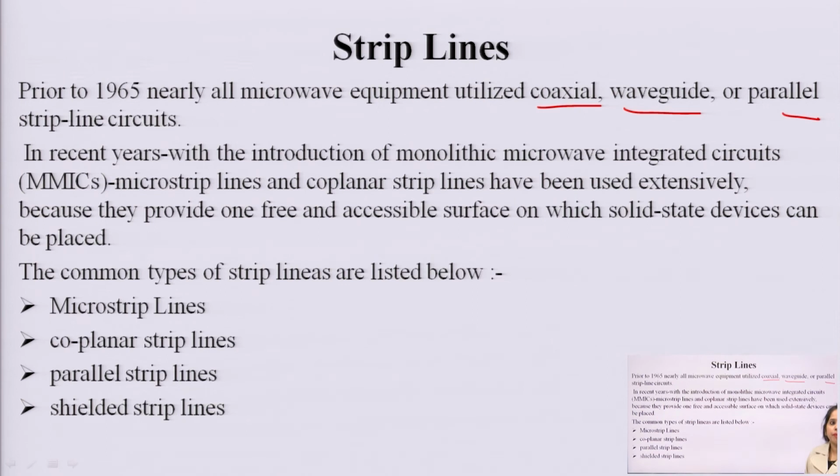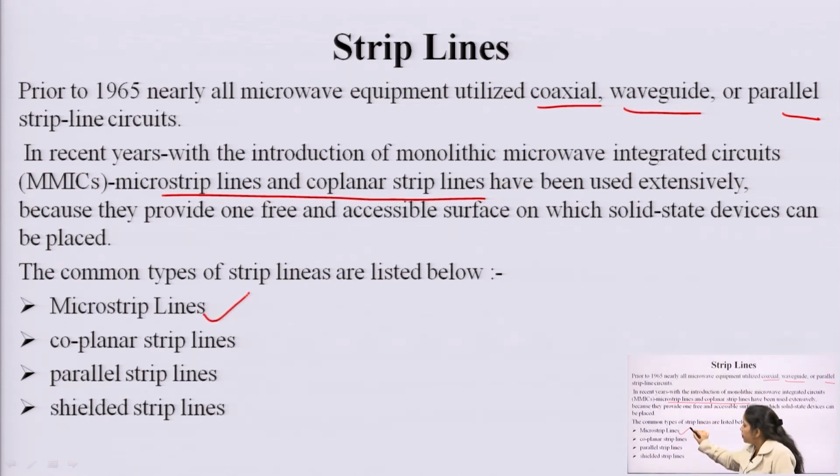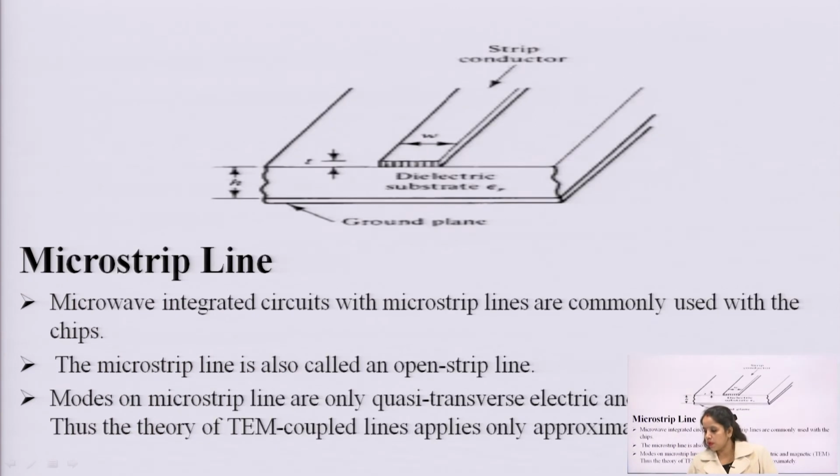So, with the development of the monolithic microwave integrated circuit, microstrip lines and coplanar strip lines have been used. The common types of strip lines are microstrip lines, coplanar strip lines, parallel strip lines, shielded strip lines, and a number of other strip lines are also available, but these are the most common types.